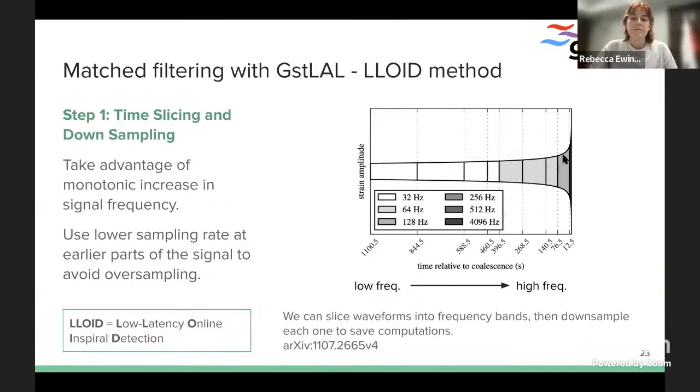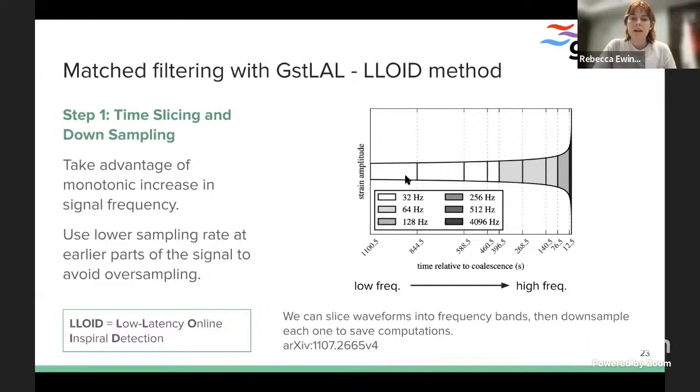The idea is that in order to accurately represent any waveform, you need to sample it at a sampling rate that's at least twice as high as the largest frequency component in your waveform. But if we sampled these waveforms at twice 4096 hertz, that means that for this lower early part of the waveform, we would be severely oversampling it, which is just extra unnecessary computation. So instead, what we do is we take these template waveforms before the filtering, and we split them into time slices. And each of these bands has a different frequency range.